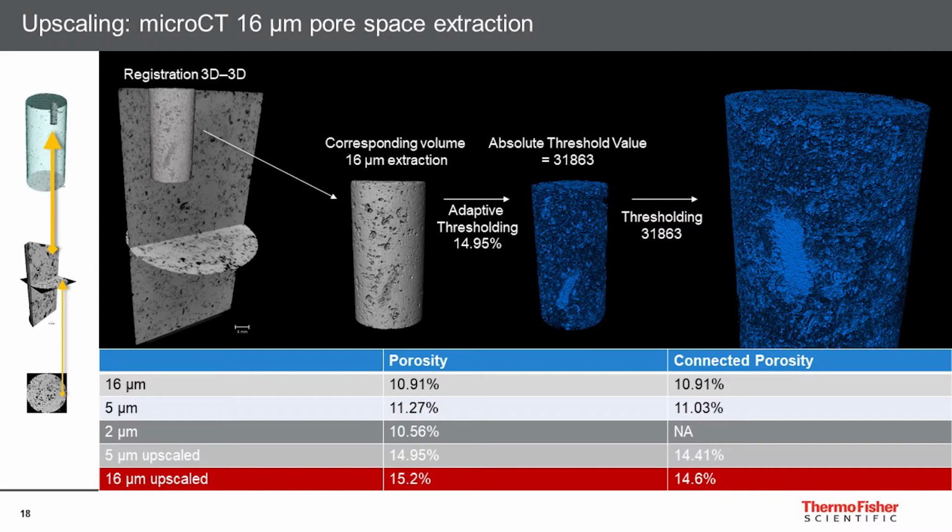In order to upscale the subplug porosity to the larger plug, we apply the same method. 3D to 3D registration, adaptive thresholding with the input value of 14.95%, global thresholding with the obtained intensity value. The new pore space on the entire plug is giving a porosity of 15.2% with a connected porosity of 14.6%, which is completely in line with the measured lab value of 14.4%. The following video will show how this is obtained in PerGeos Software.